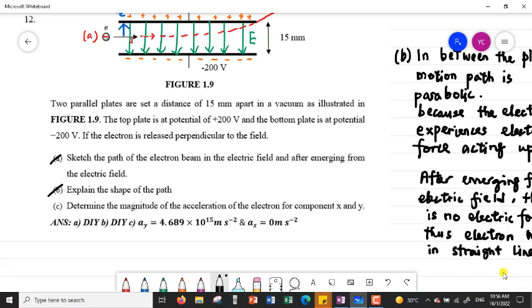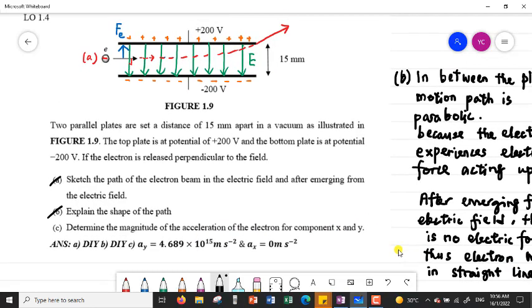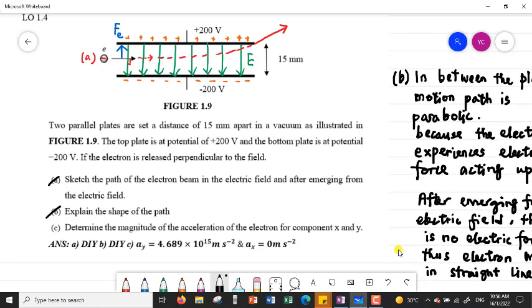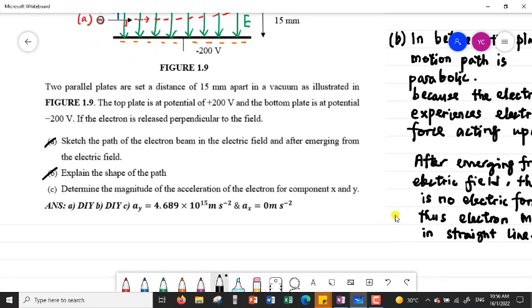Then question C, we need to determine the magnitude of the acceleration of the electron for component X and also component Y. So class, if you refer to this diagram, we are doing projectile motion. Upon entering the electric field, the electron experienced an electric force upward. Upwards means along the y-axis, so we have net force acting along the y-axis.